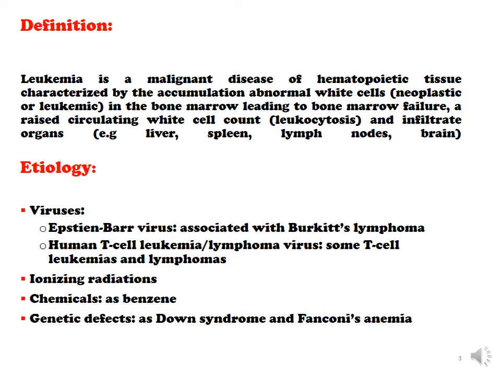So, what's leukemia? Leukemia is a malignant disease of hematopoietic tissue. It's characterized by accumulation of abnormal white blood cells. These white blood cells are malignant in nature, and are clonal. It starts to form in the bone marrow, and in turn affects the bone marrow function and causes bone marrow failure. And then it starts to rise in the peripheral circulation, causes leukocytosis, and it might infiltrate the reticuloendothelial system organs like the liver, spleen, and lymph nodes. In some types of leukemias it might infiltrate the CNS.